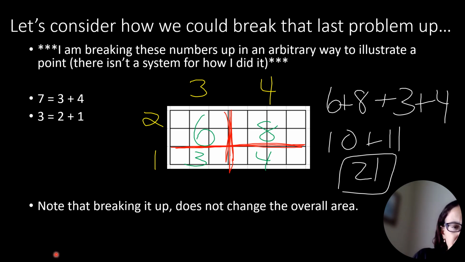Okay. And we notice that 3 plus 4 times 2 plus 1 is equal to 21. Now, part of why I did that was to change the notation so that the notation looks more like what we call binomials, okay? And I'm going to define that on the next slide.